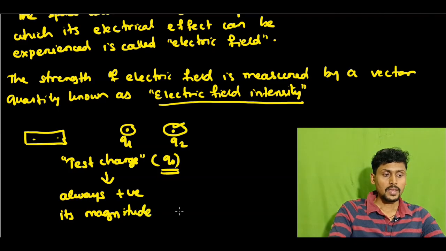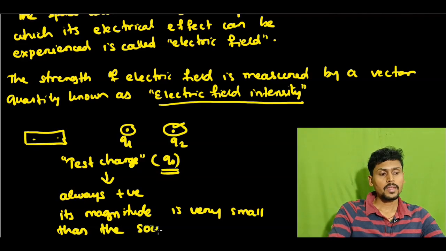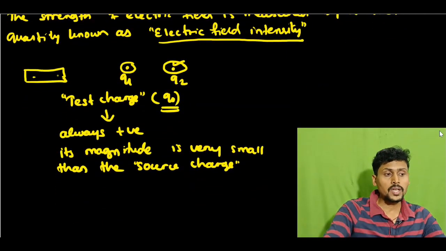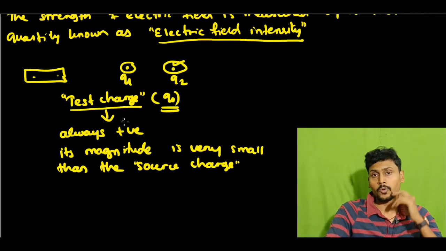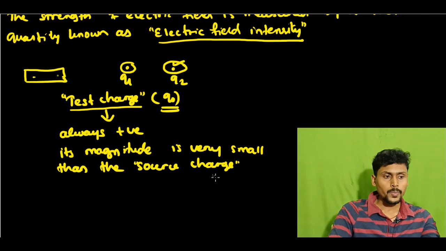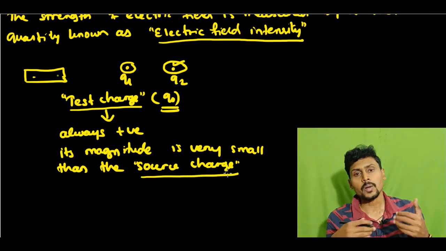its magnitude is very small than the source charge. So again, we come across this new term, source charge. So what is a test charge? A test charge is the charged particle which is used to test the presence of an electric field, and it is always positive by convention. The magnitude of the test charge is very, very small as compared to the value of the source charge. Now the question arises, what is the meaning of source charge?